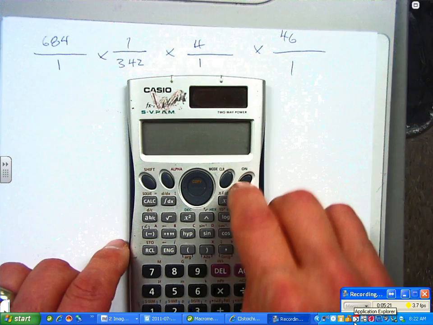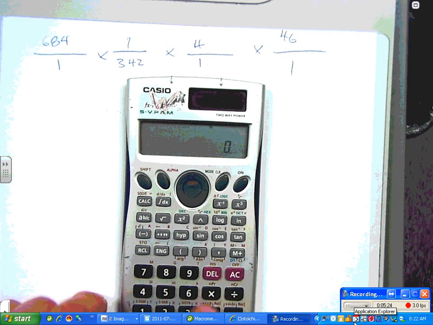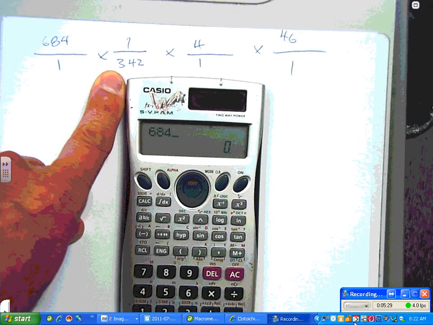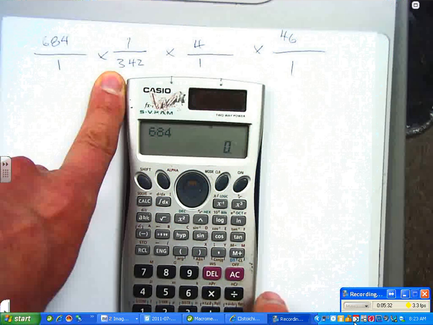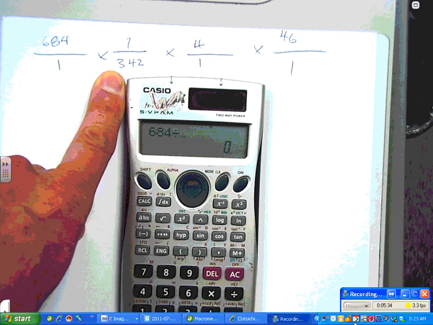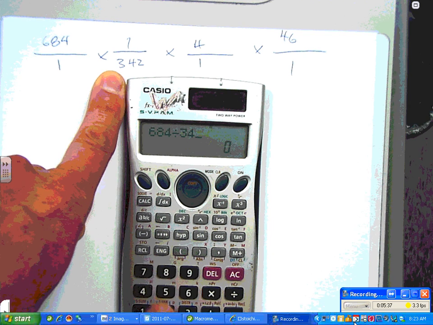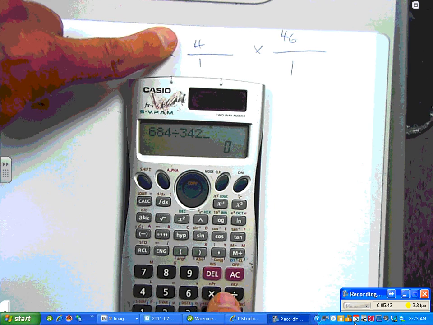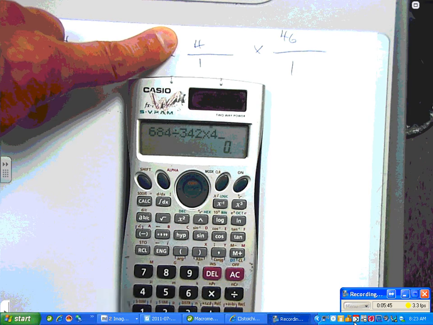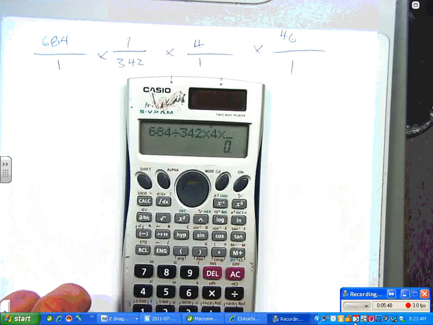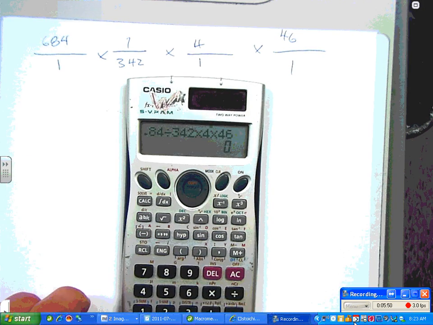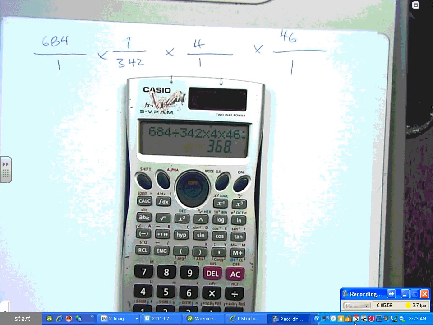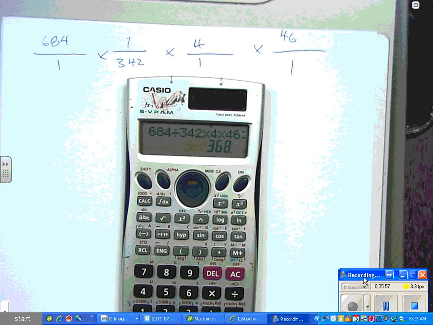Okay, here we go. Calculator's out. The first number is going to be 684. That's on the top of a fraction. And on the bottom of the fraction, we tell the calculator it's on the bottom with the what? Divide sign. And that's going to be 342. And then we tell the next one with a what sign? 4 is on the top, so it's times 4. And 46 is on the top, so it's times again. And then we hit the equal sign. Our number that I get is 368. I didn't just do 684 times 4 times 46.